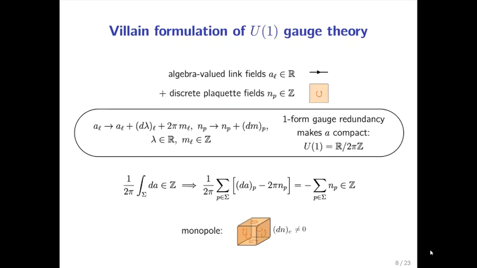So instead of integrating dA, we sum over all plaquettes in some closed surface, but we use the 1-form gauge invariant combination of dA minus 2 pi n. This first term will just drop out as a total derivative. Sigma is a closed surface, and we're left with this sum of integers, which is again an integer. Okay, and then the existence of a monopole somewhere in our lattice is indicated by a cube where the field strength of this discrete plaquette field is not 0.